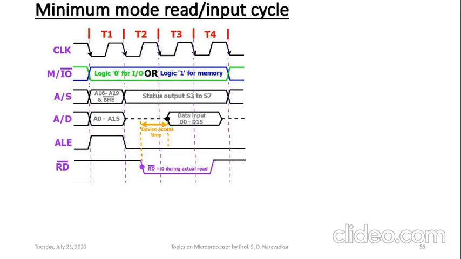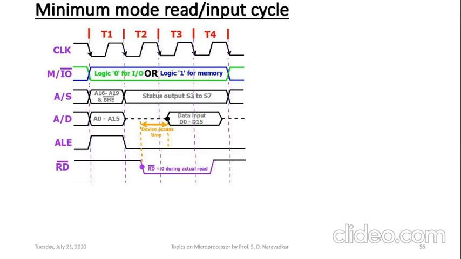So that read bar signal will be active during T2 state here. It will remain active during T2, T3 and T4 state, and towards the end of T4 that signal will go high. It will become inactive. Again that read bar signal will become inactive a bit earlier before even completion of that T4 state here.